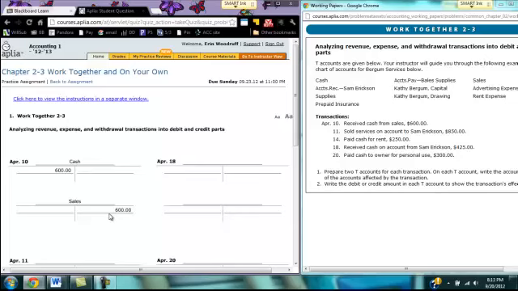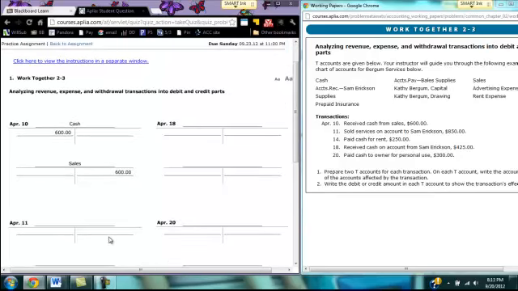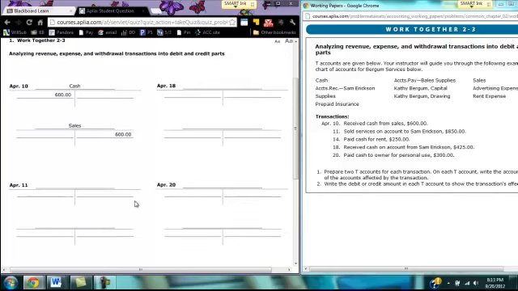Next transaction says sold services on account to Sam Erickson. So we need to determine the two accounts. Sold services tells us that a sale was made, so that's a sales account. And then on account to Sam Erickson tells us that Sam owes us money, so accounts receivable, Sam Erickson. Sales, we know, is an owner's equity account. A sale is always recorded as a credit, because a sale indicates an increase.